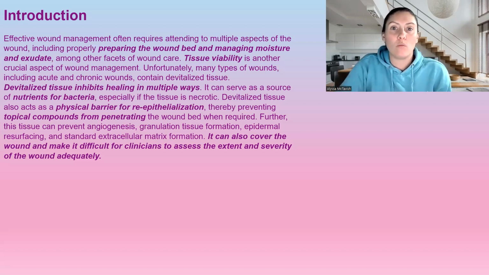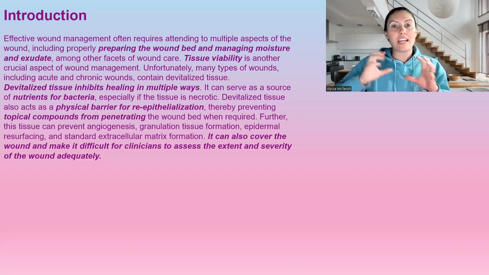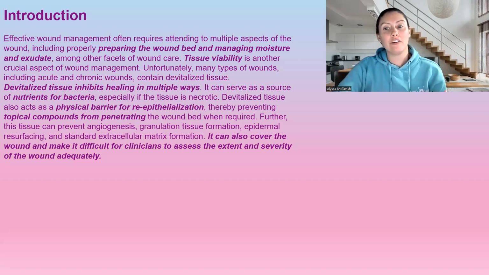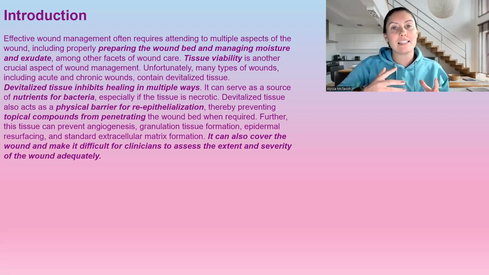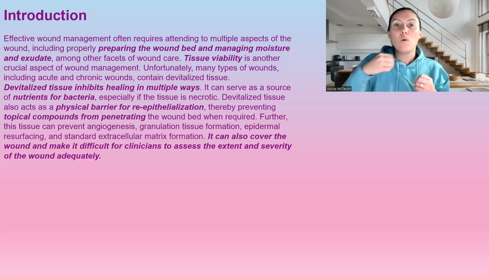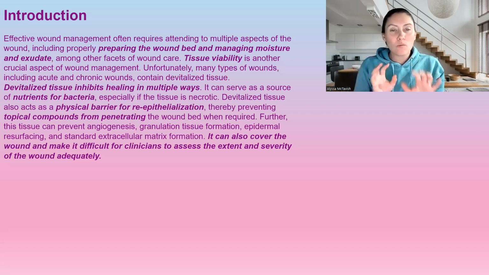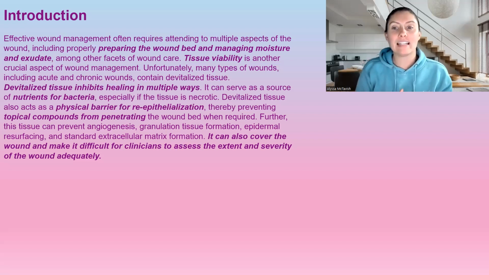Now, why do we need to get rid of this non-viable tissue? So it actually creates a nutrition source for bacteria. Okay, it inhibits the wound from healing. So that's why we need to get rid of it. When we see a wound base, we want just nice, clean, pinky-red, nice granulation tissue. Okay, that's what's going to heal. And devitalized tissue is going to almost form a barrier over that wound to prevent reepithelialization. Okay, so it's going to prevent it from actually healing.